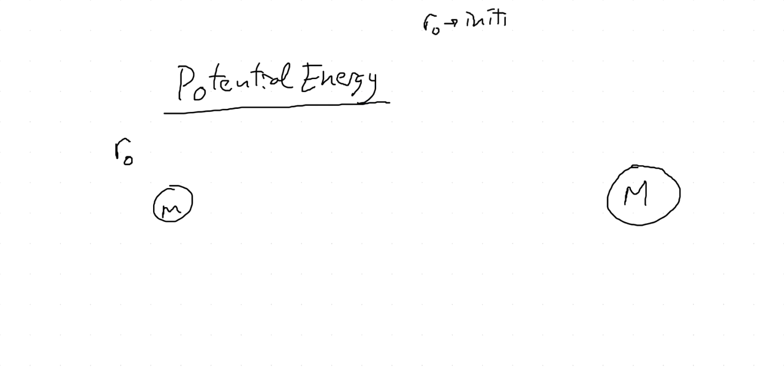Let's do a thought experiment. Simple thought experiment. Don't overthink it. I have 2 masses and I drop this mass. Let's say this mass starts at R naught. We'll use naught for initial. R naught is the initial position, initial distance, initial radius, however you want to look at it. And V naught is initial velocity.